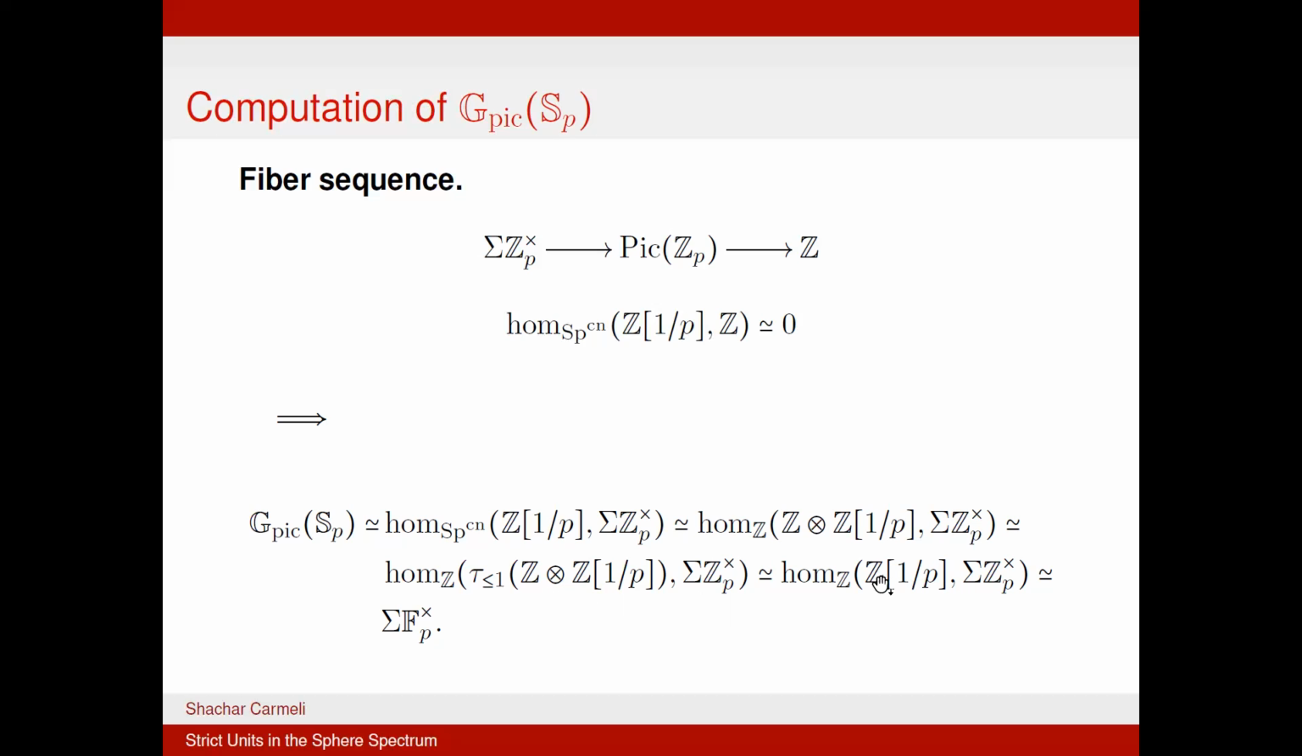So it's just now maps in the derived category of abelian groups from Z[1/p] to the suspension of C_p cross, which turn out to be the suspension of F_p cross, because this is the part which can be infinitely divided by p. All other things cannot, because there is a C_p component. So this finishes the computation of the strict Picard spectrum of the p-complete sphere.